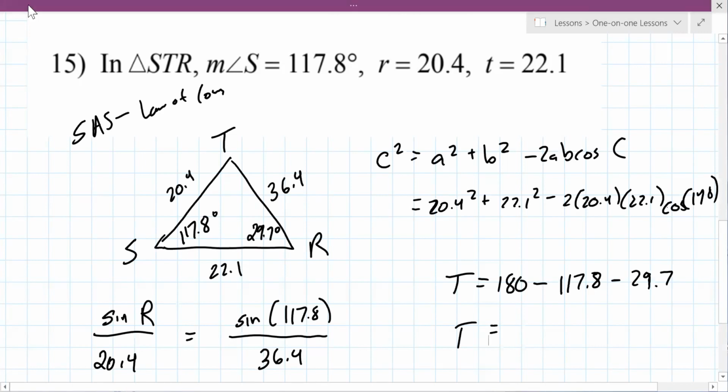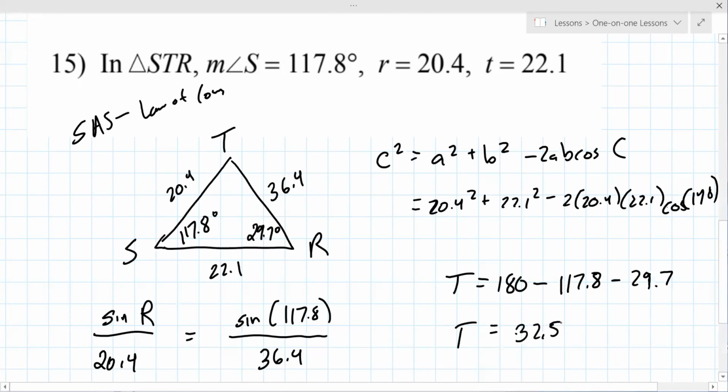32.5. Okay, all right, on to 17. On 17, they give you all three sides. Again, you have to draw the triangle.